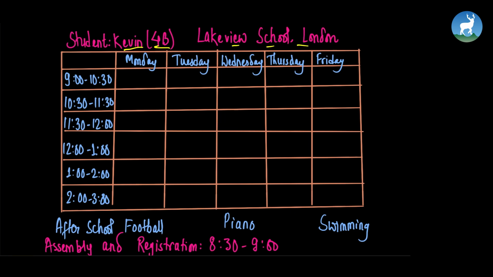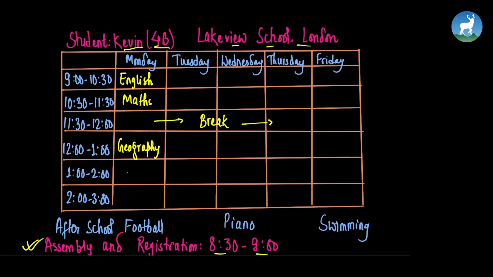So firstly, the assembly and registration begins at 8:30 to 9. So they have half an hour for assembly and registration. Next, looking at the timetable of Monday, the first period he has is English. The second is maths. The third period they have is here. During this time they have a short break, and that's also for half an hour. After the break they learn geography.